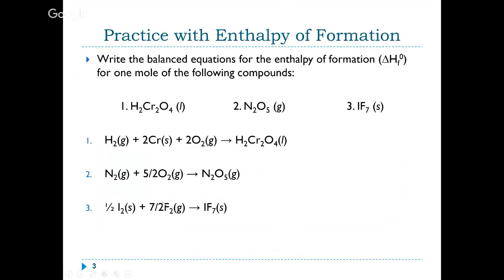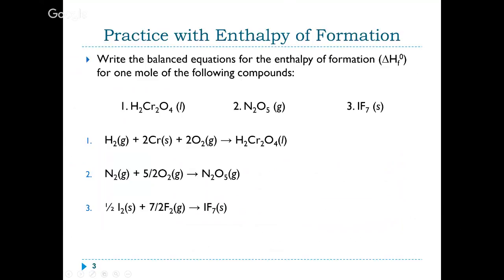So how can I form chromic acid? Well, I need 2 hydrogens, 2 chromiums, and 4 oxygens. Hydrogen exists as a diatomic molecule. That's a gas. So there's my 2 H's. Chromium is a solid. I need 2 of them, so I put a coefficient here. I need 4 total oxygens. Oxygen exists as a diatomic molecule. So 2 times 2 is 4. I have everything that I need to make 1 mole of this substance.